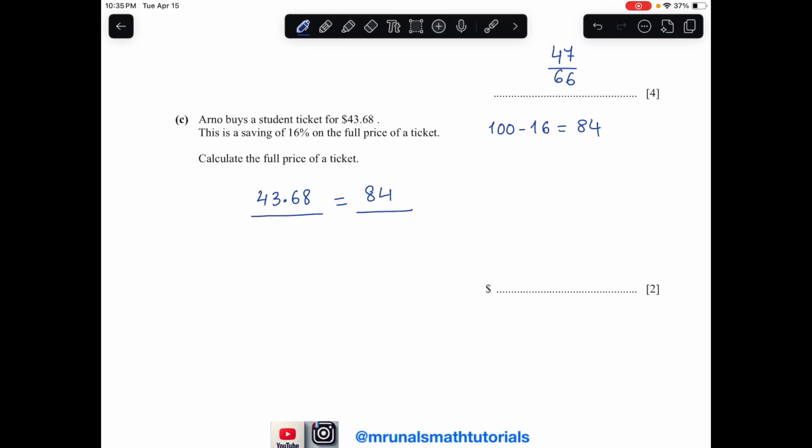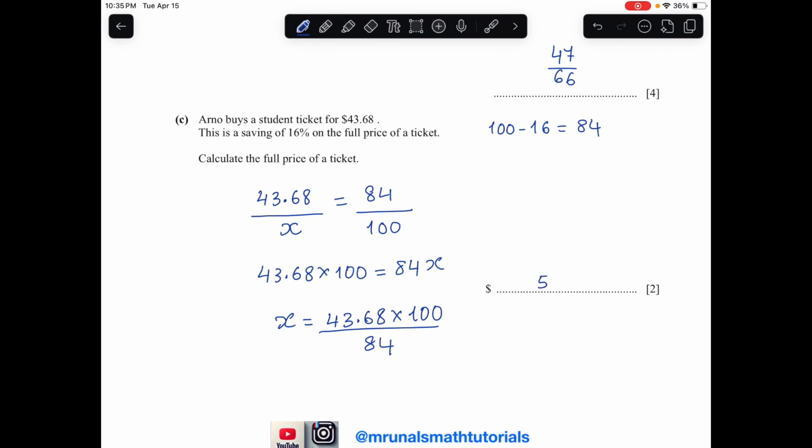Now, we need to calculate the full price. So, if 84% is 43.68, how much is 100%? Easy to set up a proportion here and cross multiply. Then you can make x the subject. So, x is equal to 43.68 times 100 divided by 84, and this works out to be 52.